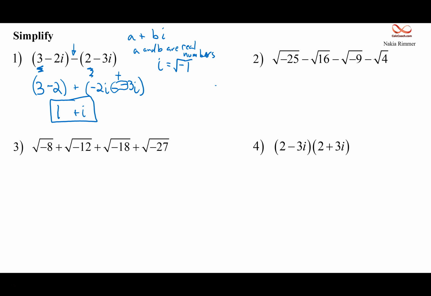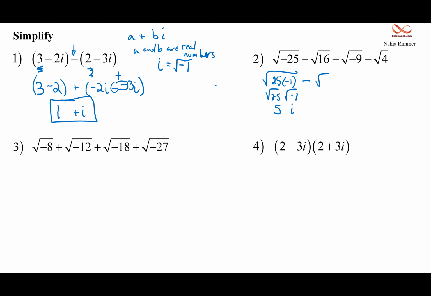Now the second question has negatives underneath the square root. And now they're allowed. Here's how we handle them. We take this -25 and we make it 25 times -1. Why? So that we can take the square root of each one. With the square root of -1 being I, we have square root of 25 is a 5. So the square root of -25 is 5i.